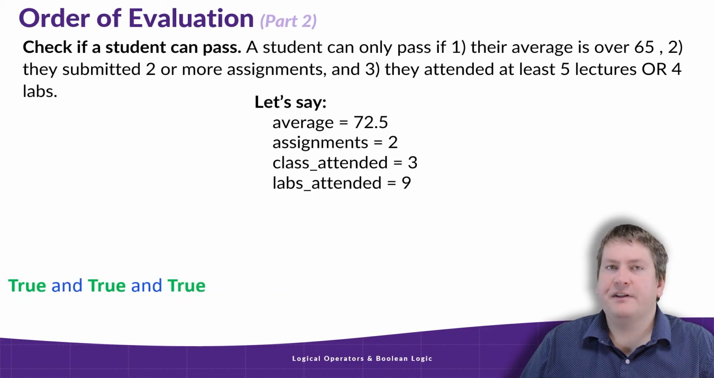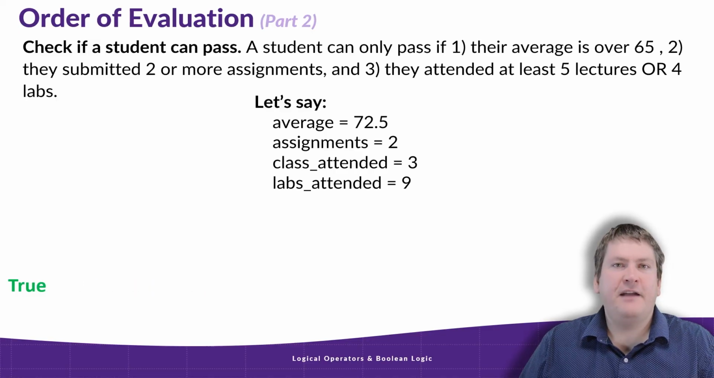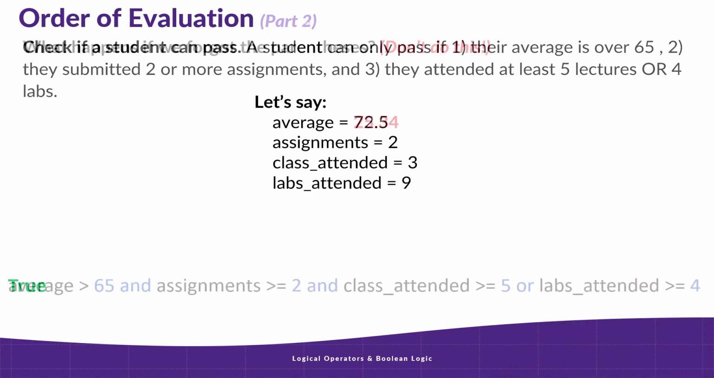So average is over 65, so we get a true value, and assignment is equal to 2, so we get a true value, resulting in the expression true and true and true. Since everything is true, the overall result is true, and this student can pass the course with these values. So everything seemed to work out.